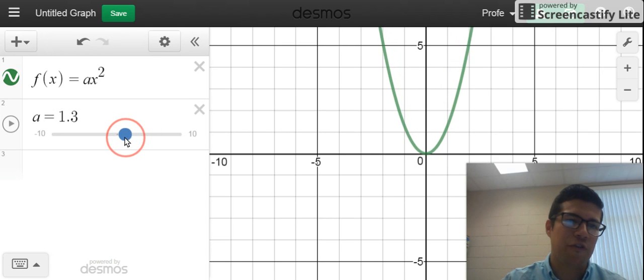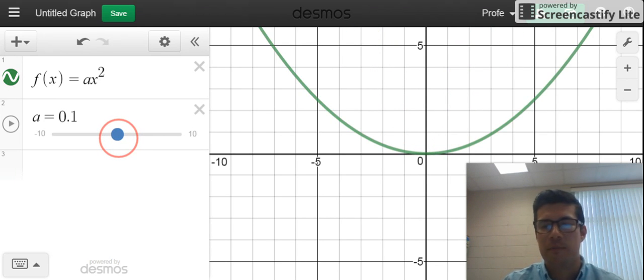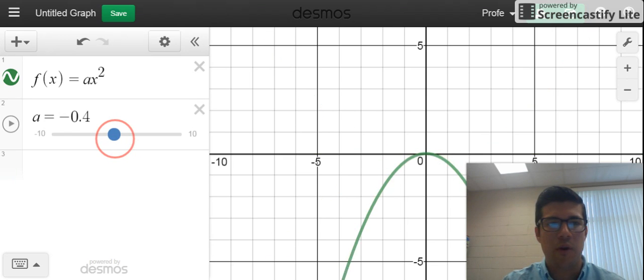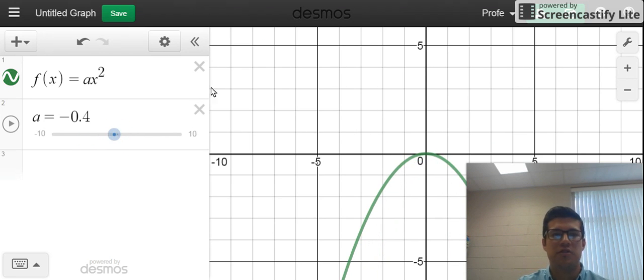Or if I use a fraction between 0 and 1, look what's happening. Ooh, big function, all right? All this is happening because I'm changing my a value, all right? Here's some negative ones, all right? And that takes care of compression and stretches.